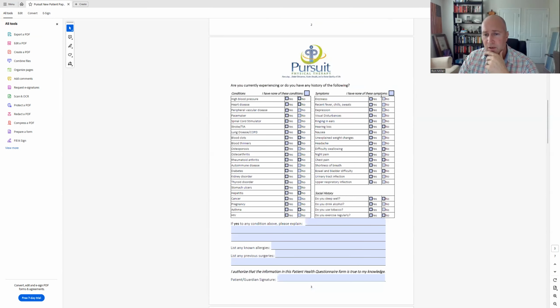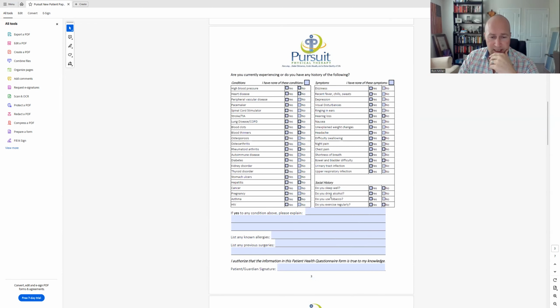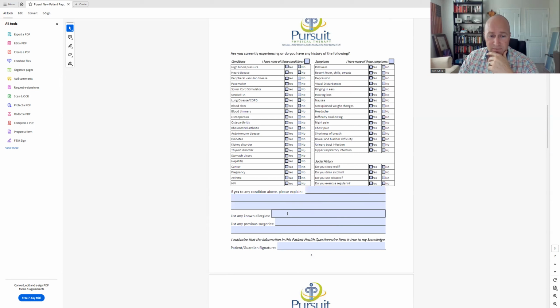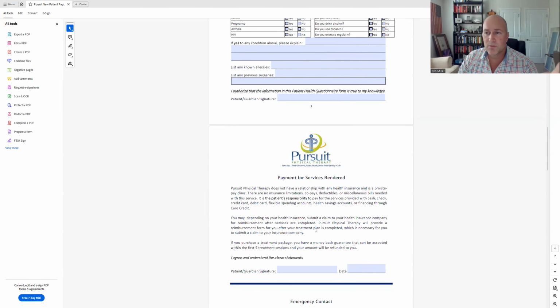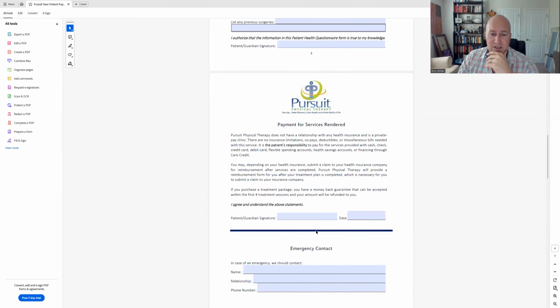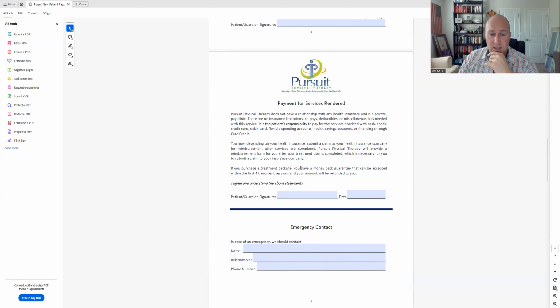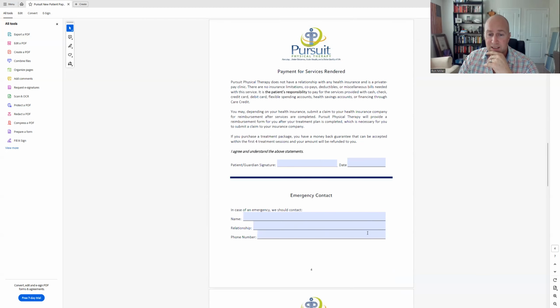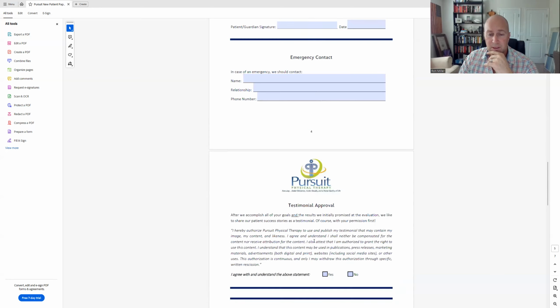Next, past medical history. We go over all the typical, standard stuff, to explain anything with yes above, any allergies, any surgeries, and they sign here authorizing that this is accurate information. So typical medical stuff. Since we are a cash-based practice, this is our payment for services rendered. This is what we wrote out so the patient knows exactly what they're required to pay for. And then we also added a clear statement in here about our money back guarantee for treatment packages, and they signed that. Emergency contact information if anything does happen, typical stuff.